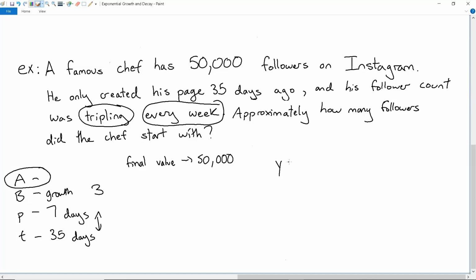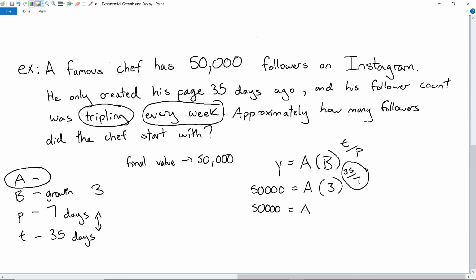actually, this should be a y. I have the final value this time, so I can plug in a 50,000 here. I don't have A, so I'm going to have to isolate for that at the end. B is a 3, T is a 35, and P is a 7. So our exponent here, 35 over 7, we can actually simplify that to 3 to the power of 5. And 3 to the power of 5 will be 243. So to isolate for A, I'm just going to have to divide out this value on both sides. And that should give me my starting follower count that I'm looking for.